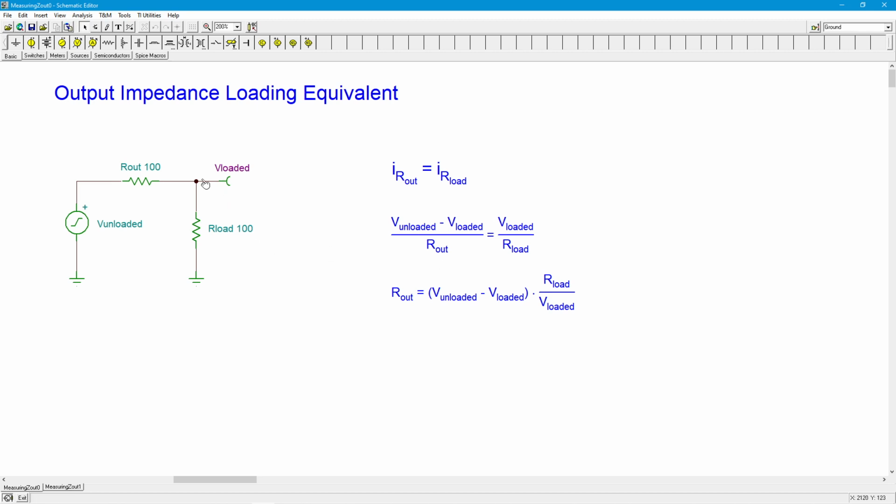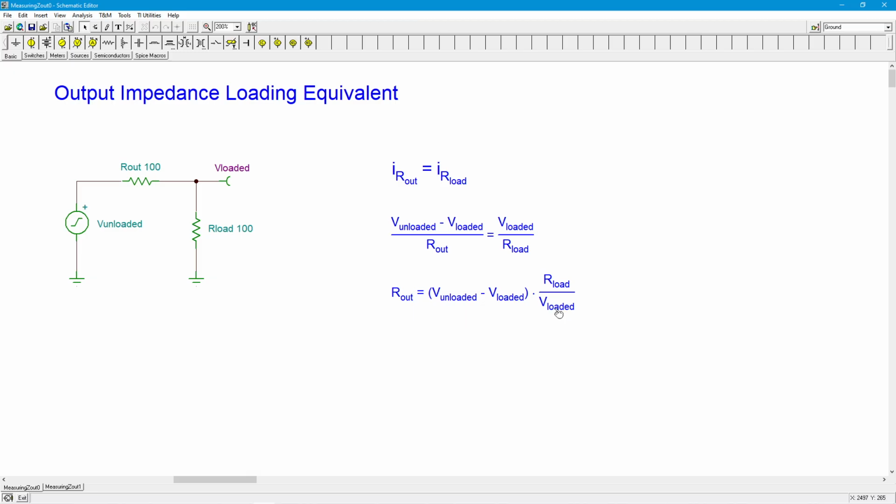And of course, the current through R load is whatever the voltage across it happens to be, which is V loaded, divided by R load, right? So here's your equation. Now we just take this and solve it in terms of R out. Easy enough. R out is that differential voltage, V unloaded minus V loaded, times R load divided by V loaded.